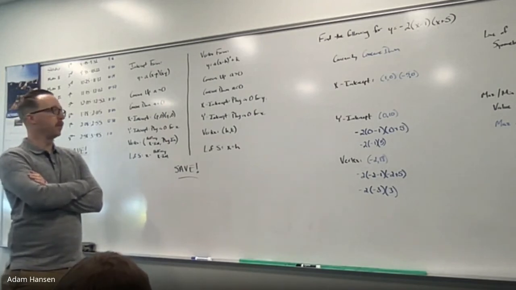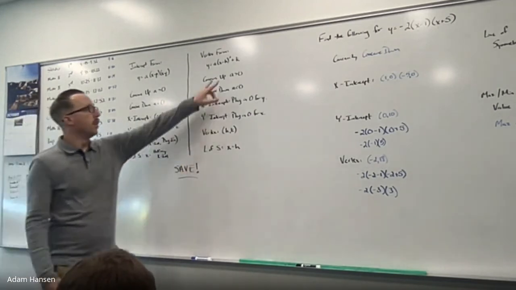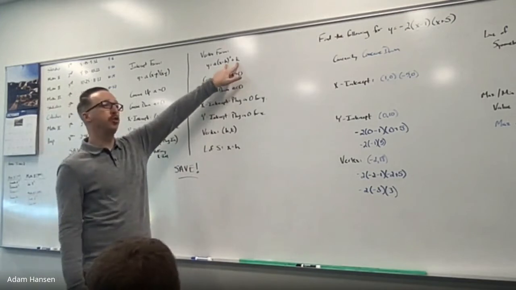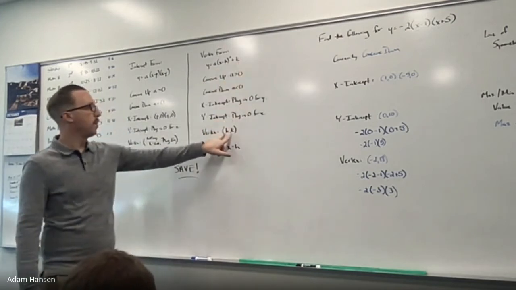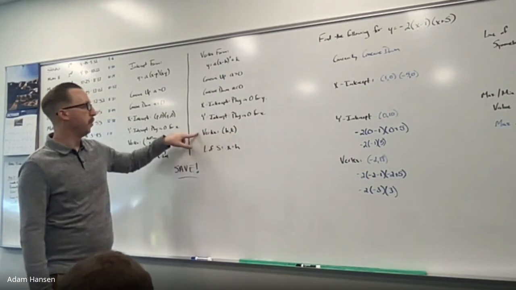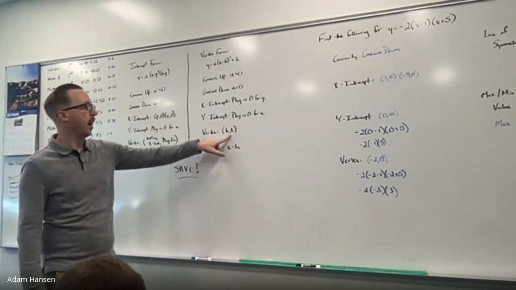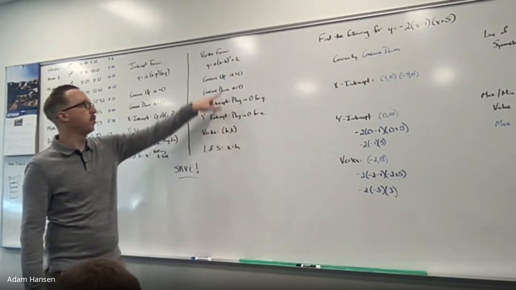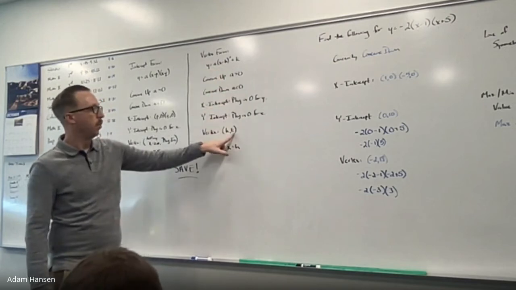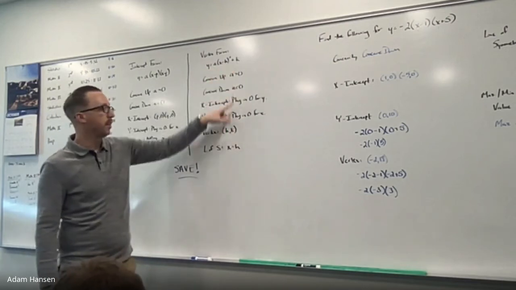Here's the best thing about vertex form. The h and k values, these two coefficients form the vertex. The vertex is given by h comma k. The x-coordinate of the vertex is the h value. The y-coordinate of the vertex is the number on the end, this k value.